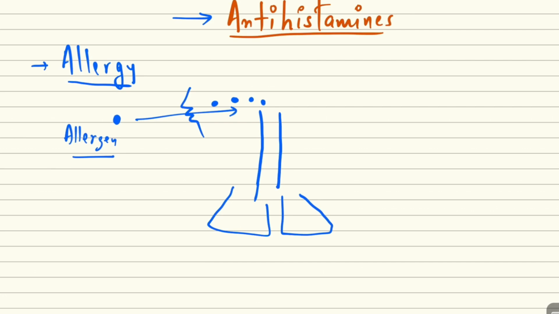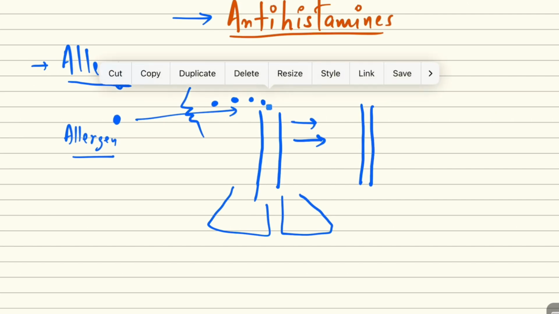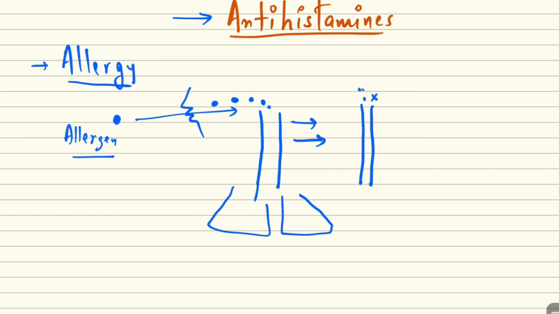So certain defenses get activated, and this defense activation occurs because there is a release of histamine, which causes the bronchus to undergo bronchial constriction. First, the bronchus becomes narrow in size to limit the entry of this foreign material or allergen into our respiratory passages, and this is the defense mechanism by bronchoconstriction.